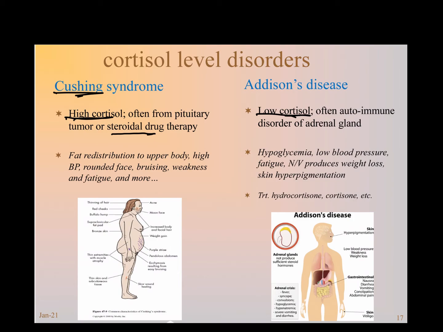We're not going to go into the disorder itself because you're going to be talking about those when you talk about clinical treatment. But I do want you to recognize that those high cortisol levels do create Cushing's syndrome, and low cortisol levels create Addison's disease. Addison's disease is often because the body is immune attacking the adrenal gland. And so if you're attacking the adrenal gland, it can't produce cortisol. And again, you'll be looking at the diagnostics of Addison's and Cushing's later in the curriculum.